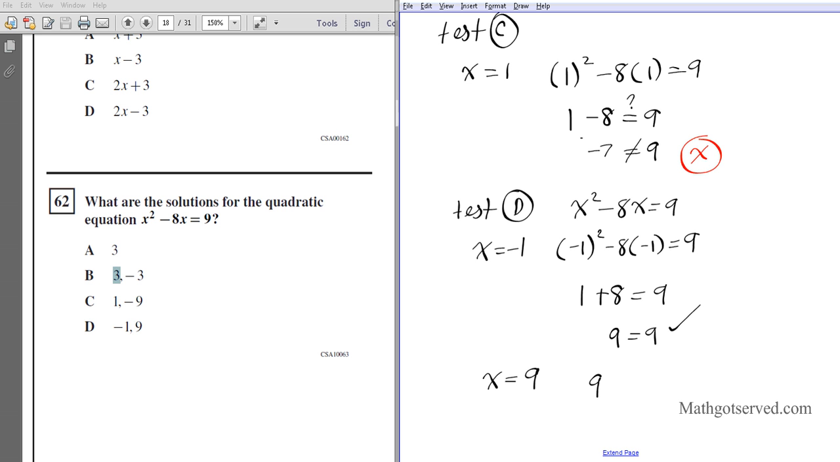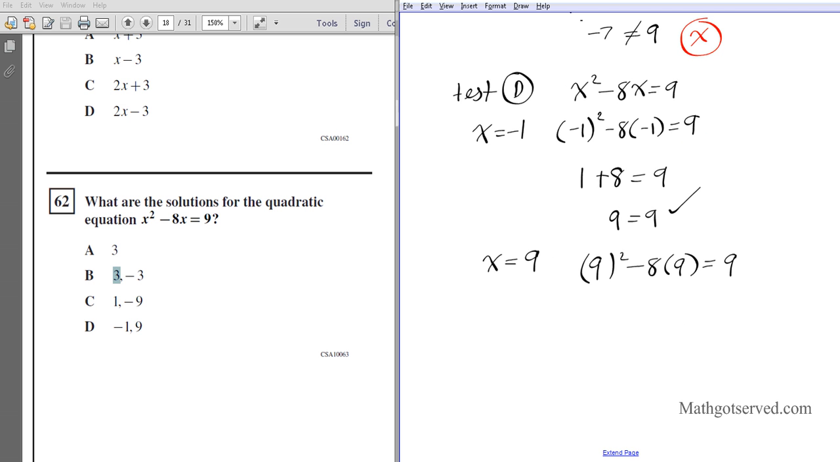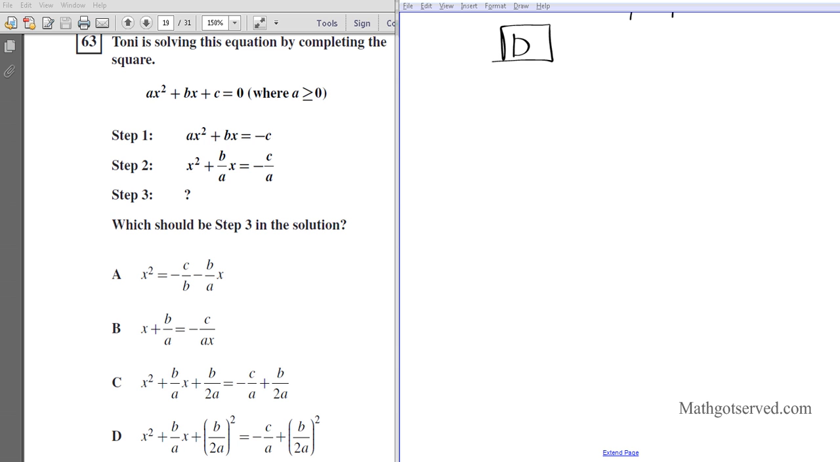Is 9 squared minus 8 times 9 equals 9? That's the question. 9 squared is 81. 8 times 9 is 72. 81, so is this true? 81 minus 72 is 9. Is 9 equal to 9? Certainly is, so the correct answer is D. All right. Okay, let's take a look at 63.